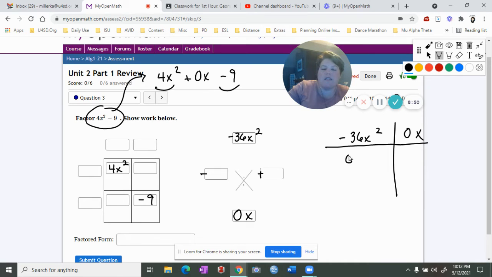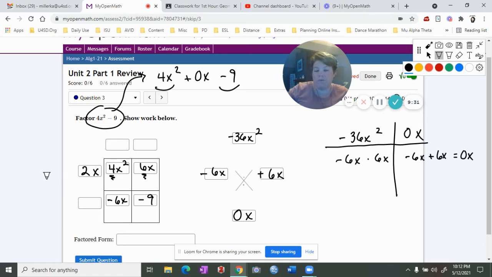So I am thinking that I'm going to do 6x and 6x, and one of them is going to be negative. So negative 6x plus 6x is 0x. All right, that works. Negative 6x and positive 6x. And again, those go in the other two boxes that I did not fill in until this point. So now I'm looking for that greatest common factor between 4x squared and 6x. Now, they do share an x, but looking at the 4 and the 6, they also share a 2.